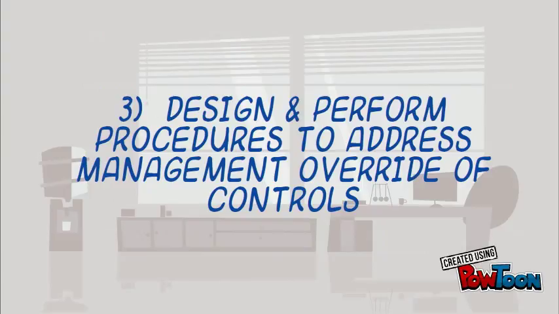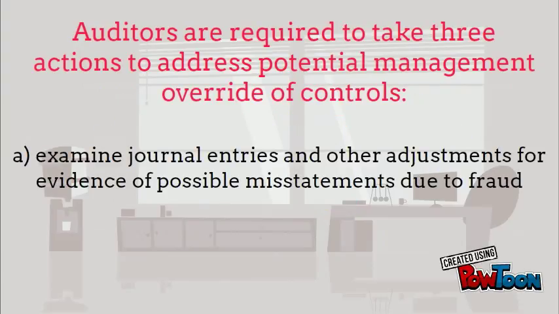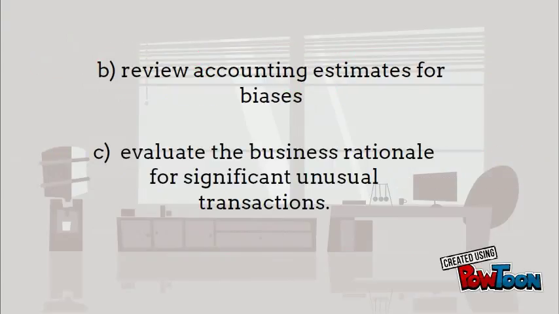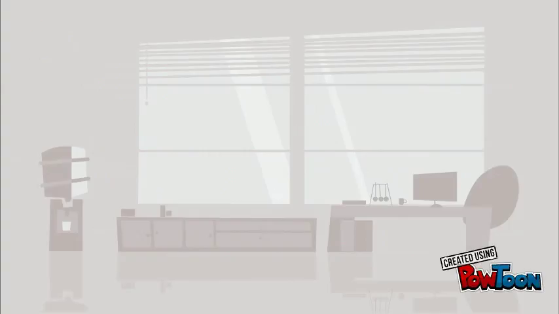Third, design and perform procedures to address management override of controls. Auditors are required to take 3 actions to address potential management override of controls. A. Examine journal entries and other adjustments for evidence of possible misstatement due to fraud. B. Review accounting estimates for bias. C. Evaluate the business rationale for significant unusual transactions.